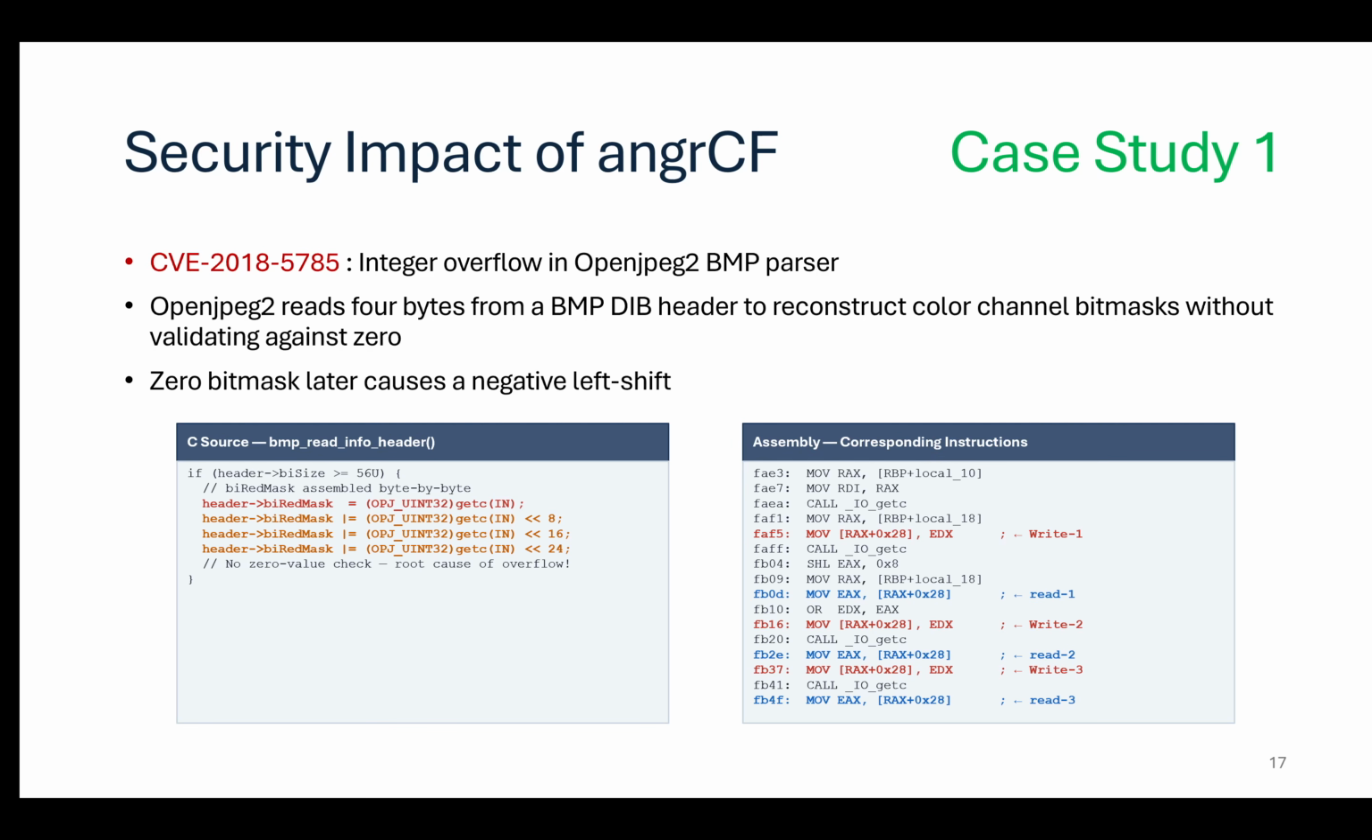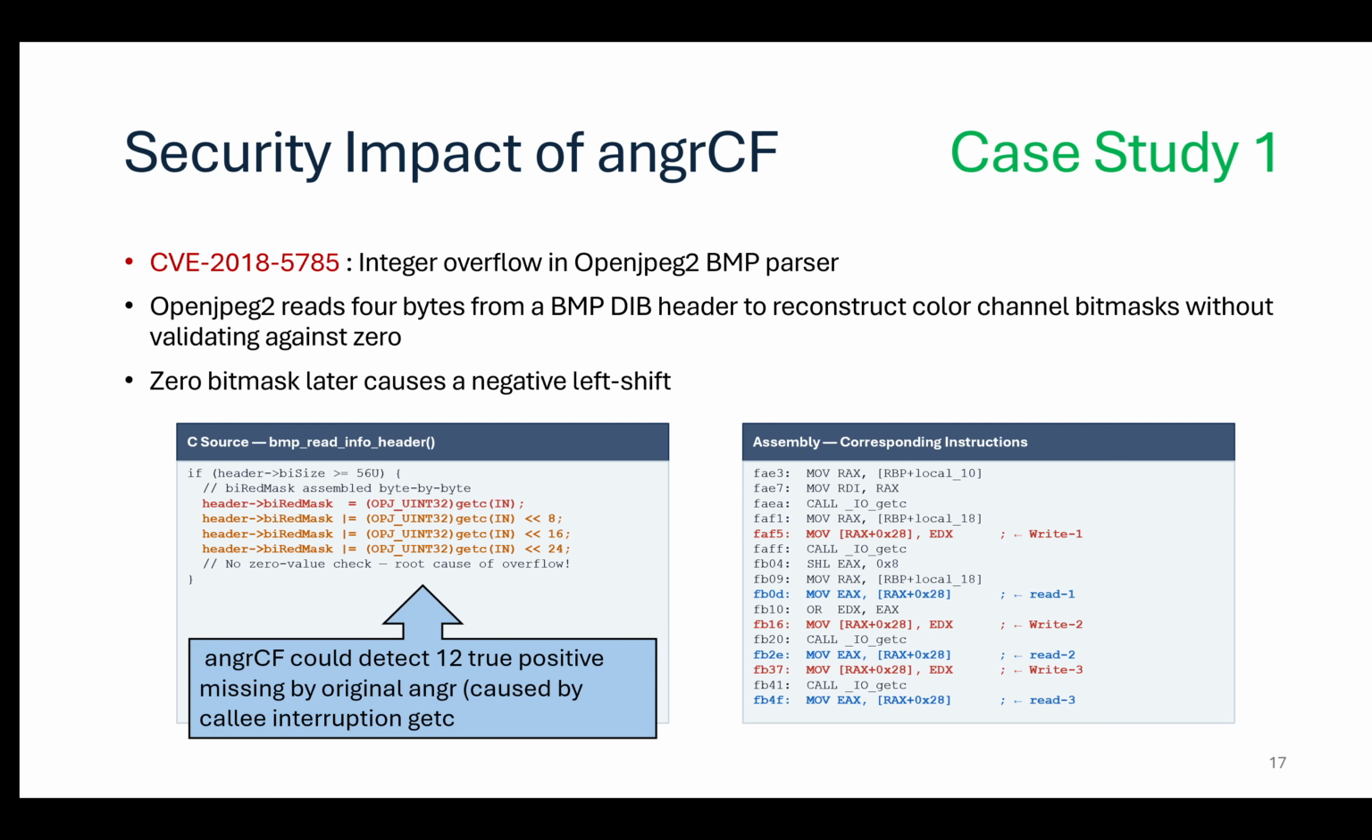For example, in this case, we had an integer overflow in OpenJPEG2, and we showed that our extension can help to retrieve the relevant lines of code related to the vulnerability. On the left side, you can see that the highlighted lines are related to the vulnerability, and whenever we have a callee function, for example here we have getC, angr will kill the data flow between these lines, while our strategy is to keep the data flow, and in this case we can detect 12 true positives that were missed by the original angr.